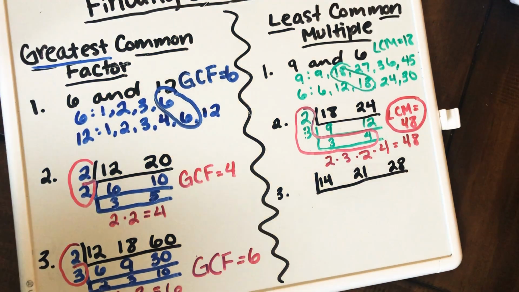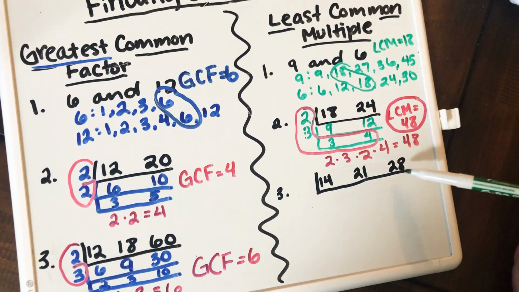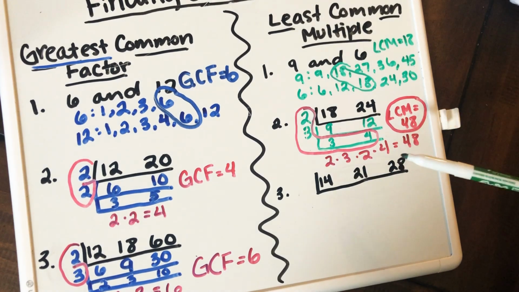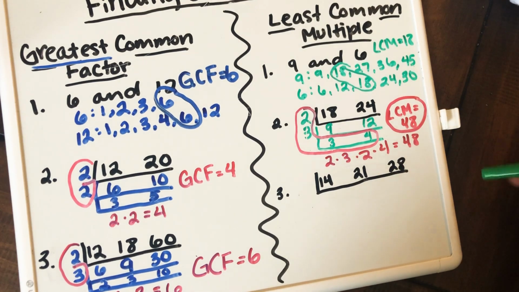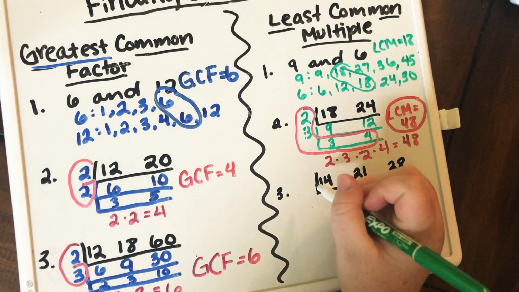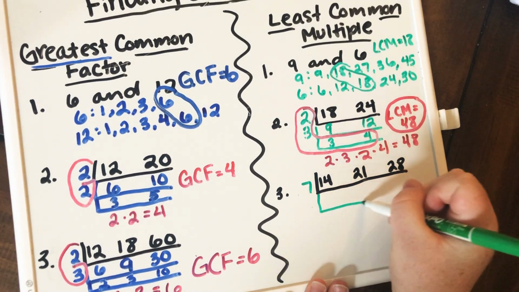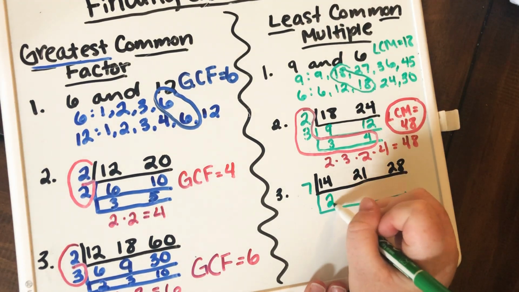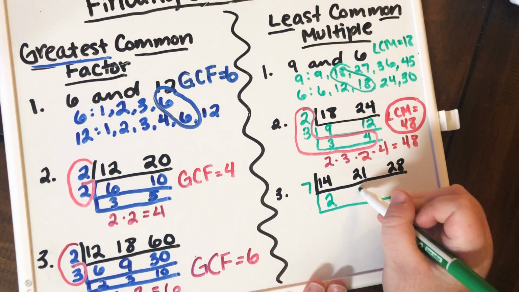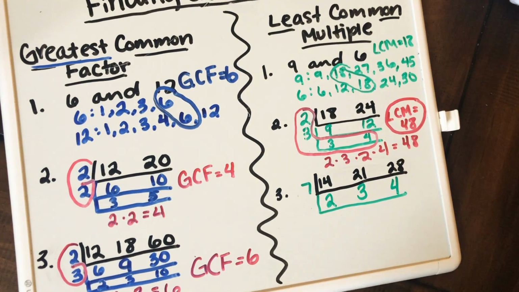First factor, are they all even? No. What about 3? Doesn't look like it. Doesn't look like 4, but if you know your multiplication facts, you should be able to pick these out pretty quickly. 7 is actually a common factor for all 3 of these. So I'm going to go ahead and put 7. Now let's divide. 14 divided by 7 is 2. 21 divided by 7 is 3. And 28 divided by 7 is 4.